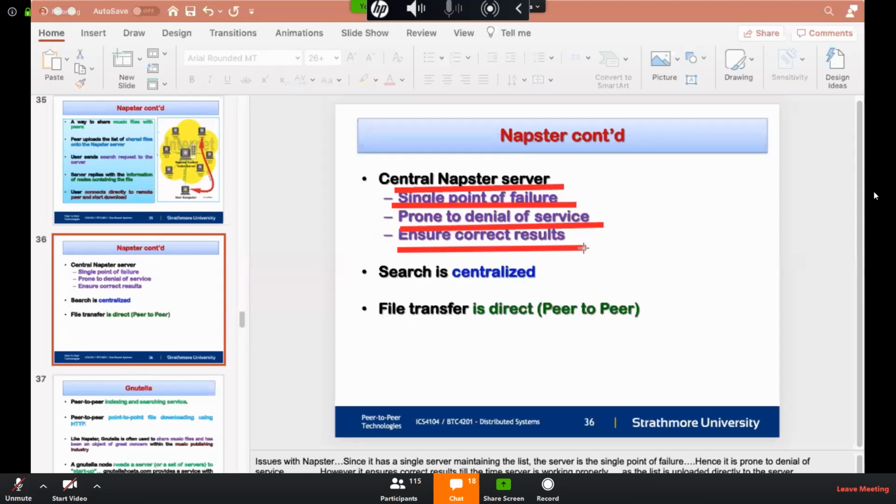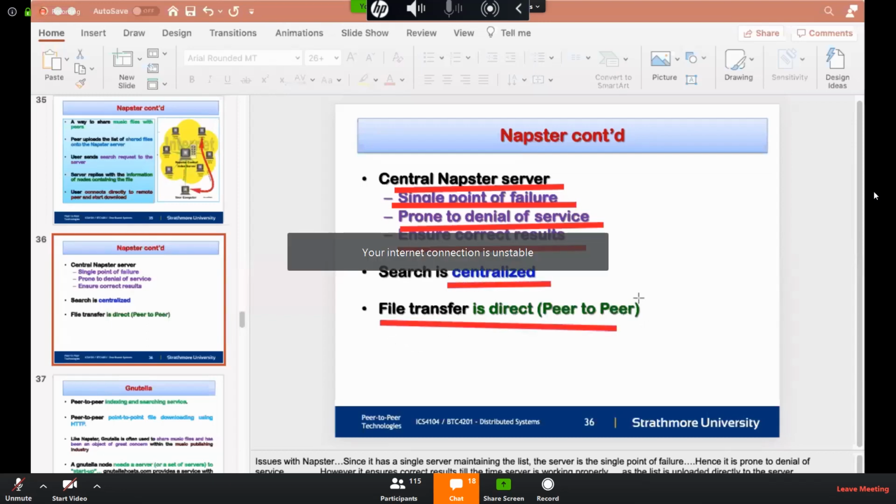Search is centralized. Remember in the previous diagram, we had to search in a central location. And then it has a routing algorithm. It has indexing to be able to find those particular files. Search is centralized, and then after that, direct peer-to-peer.